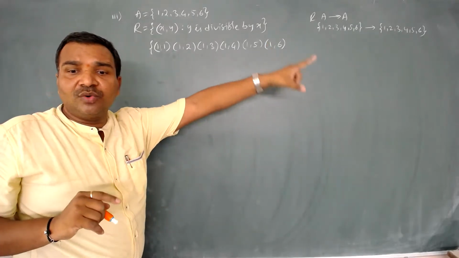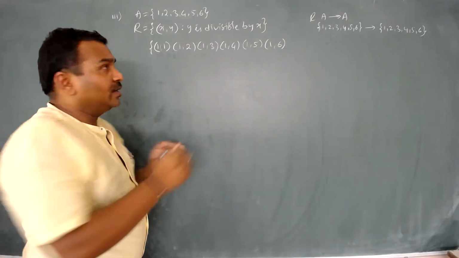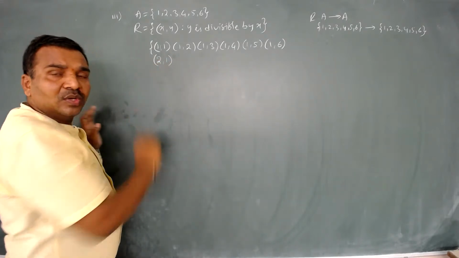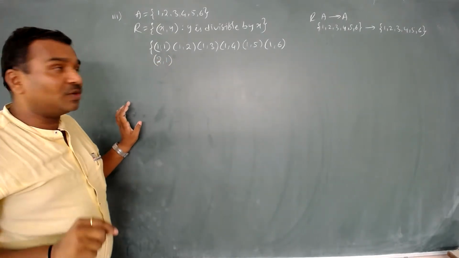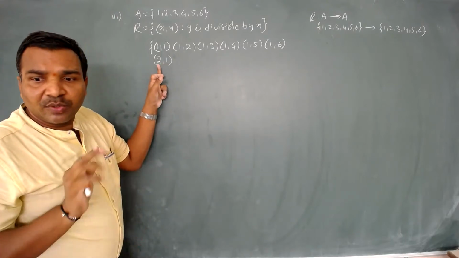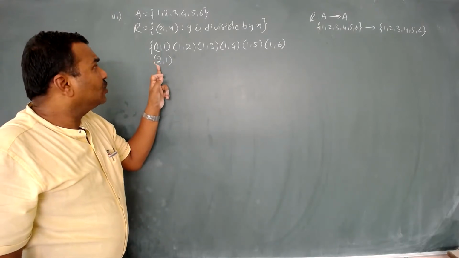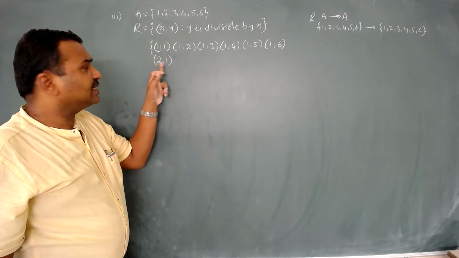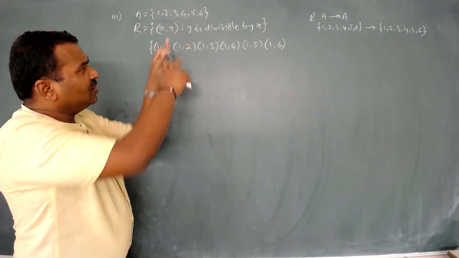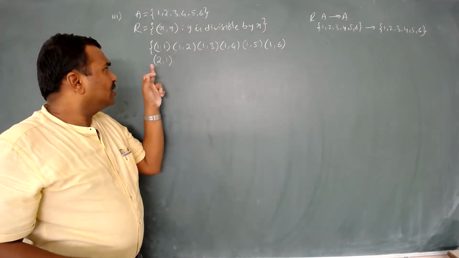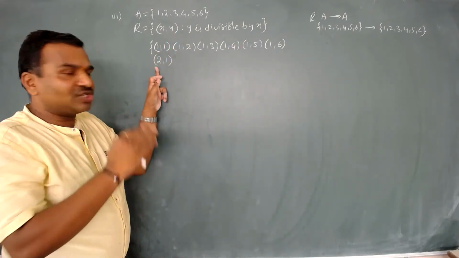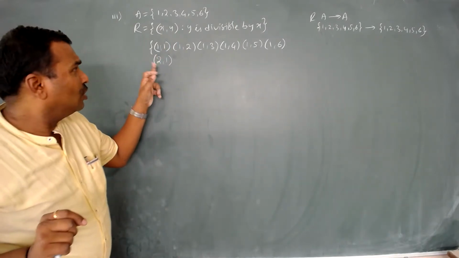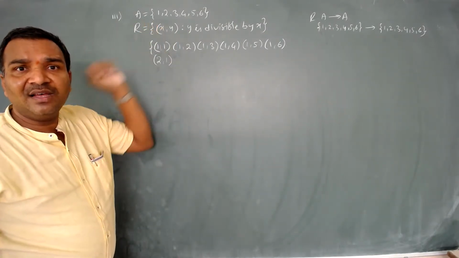Next, go for the combinations with 2. Take (2,1). 1 is divisible by 2. Is it right? No, it is not possible. Only 2 is divisible by 1, but 1 is not divisible by 2. This is x, this is y. So what is the condition? y is divisible by x. Here this is y, this is x. Check the condition: 1 is divisible by 2. No, it is not possible. So (2,1) is not there in the relation.